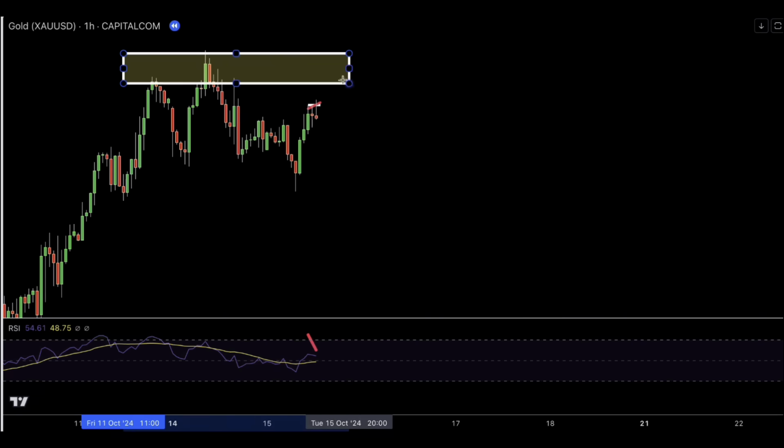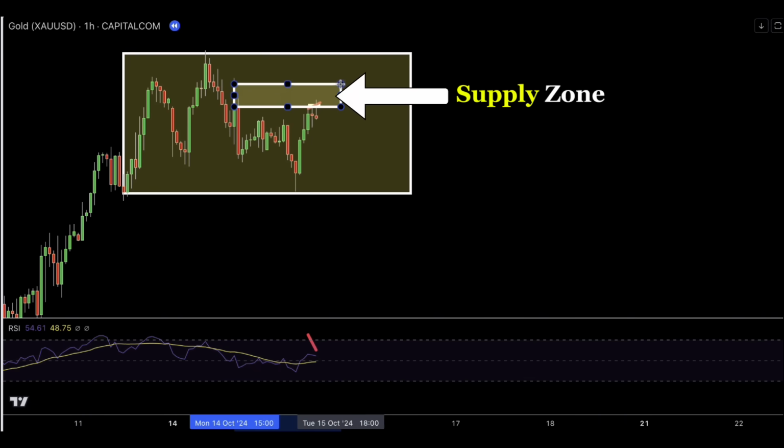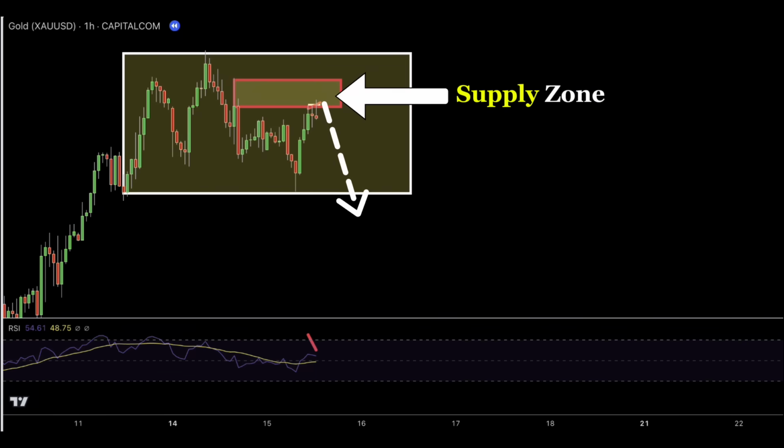Let's zoom out to the 1-hour chart to get some context. What do we see? Price is stuck in a range-bound market. It just got rejected from a supply zone. That higher time frame rejection confirms your short bias. The path of least resistance is likely downward, at least in the short term.